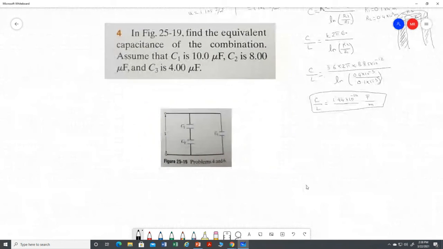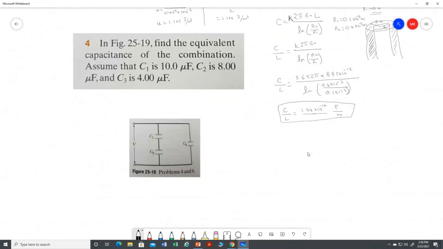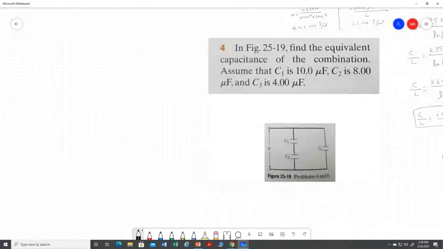Okay, read the question very carefully. What is given in the question? You have 3 capacitors: capacitor 1, capacitor 2, and capacitor 3. Now you can see my capacitor 1 and capacitor 2 are exactly in series form. But your capacitor 3 is different.